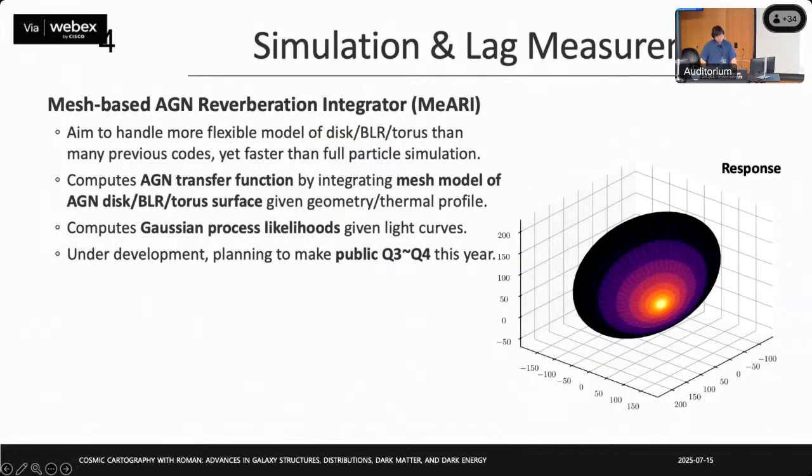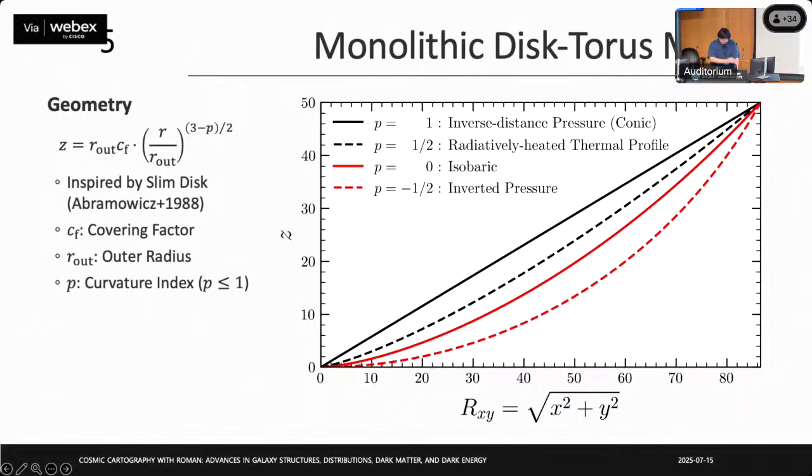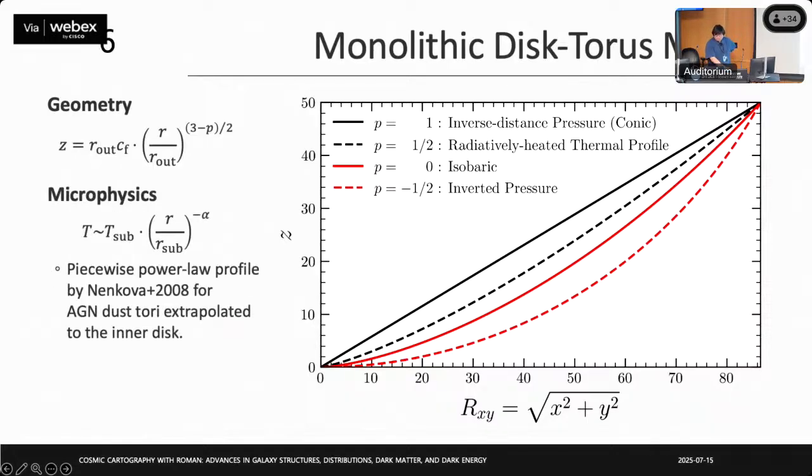and make it public. For the geometric structure of our assumed model, we just use an axisymmetric surface model, which is inspired by the slim disk model by Abramowicz. And for the thermal profile, we adopted a piecewise power law function theoretically modeled for the dust torus.